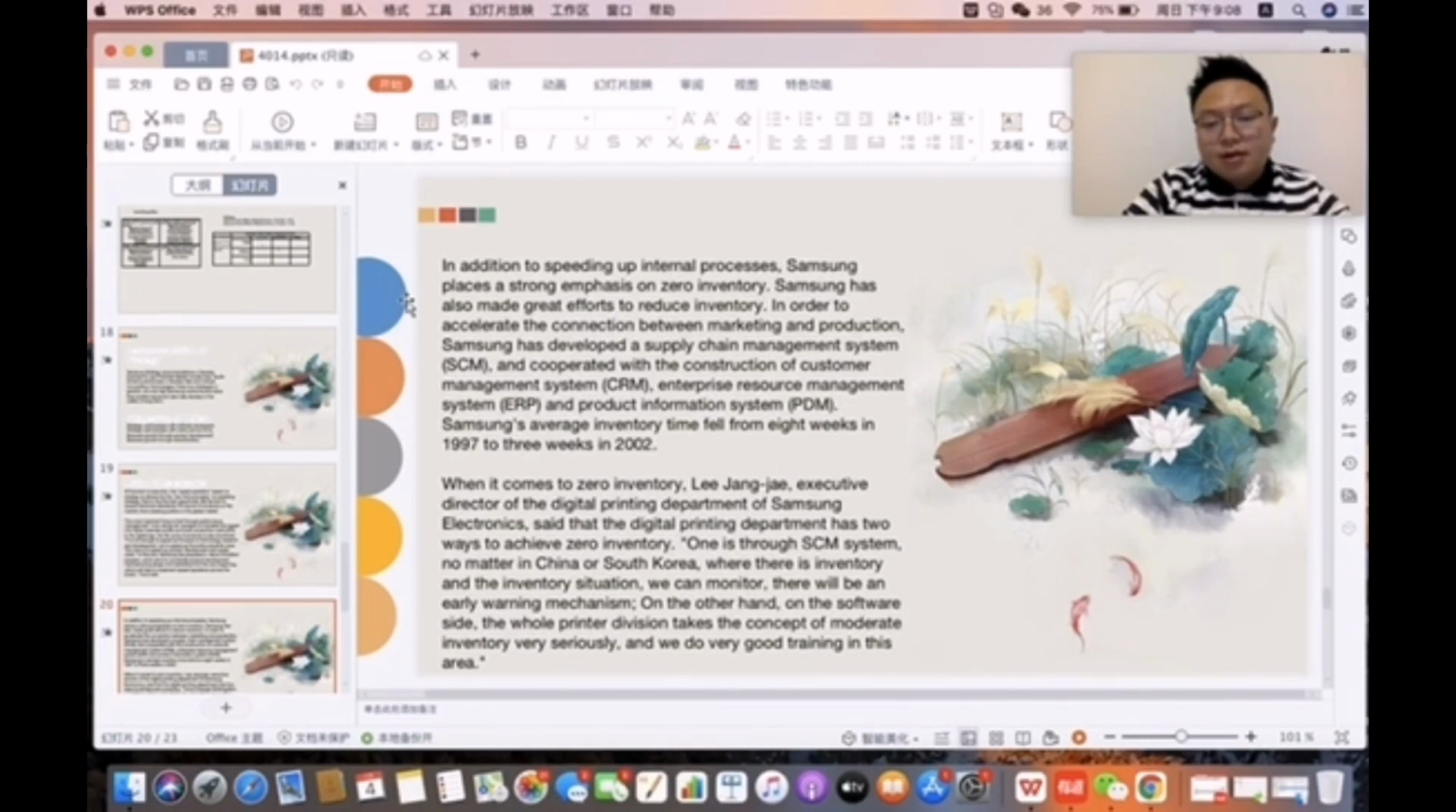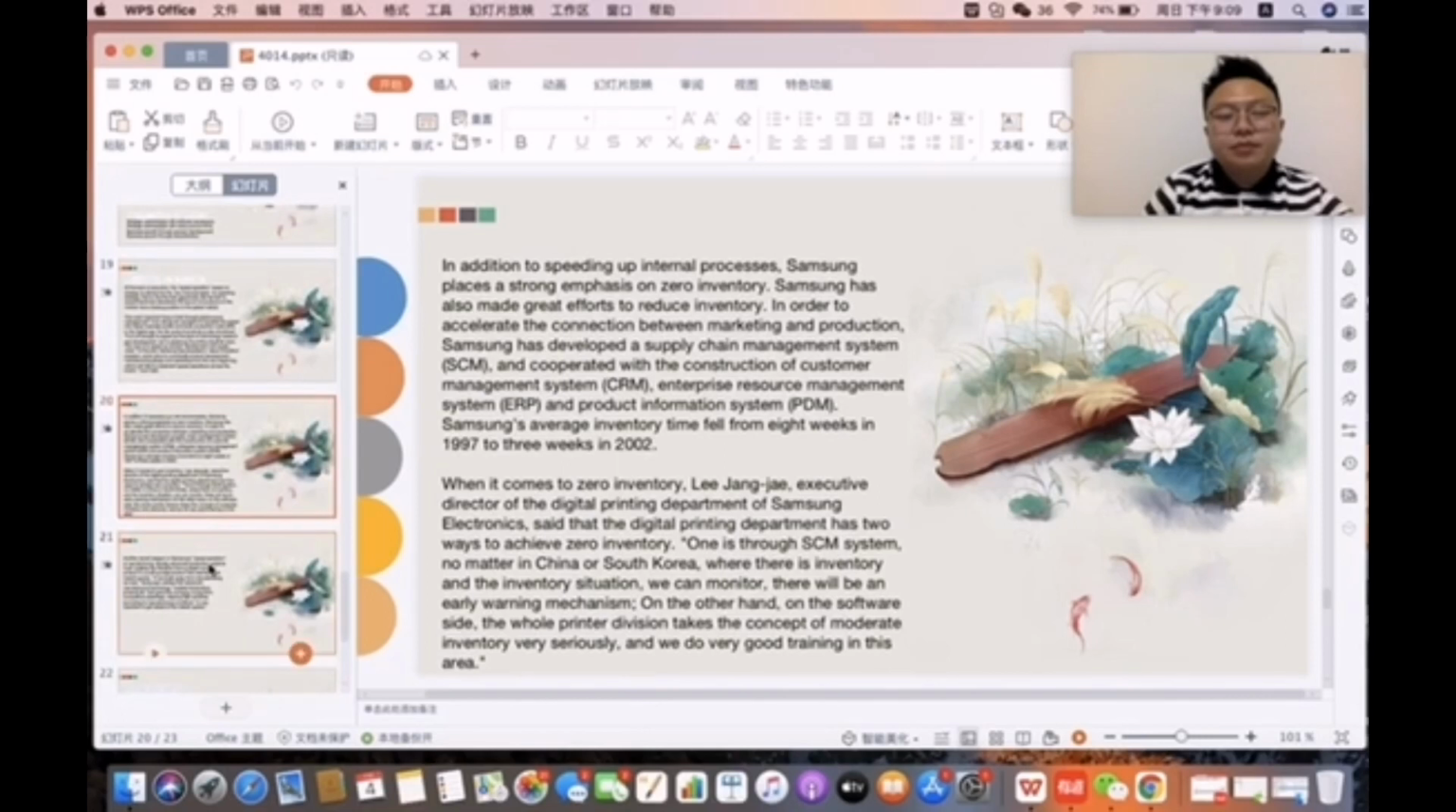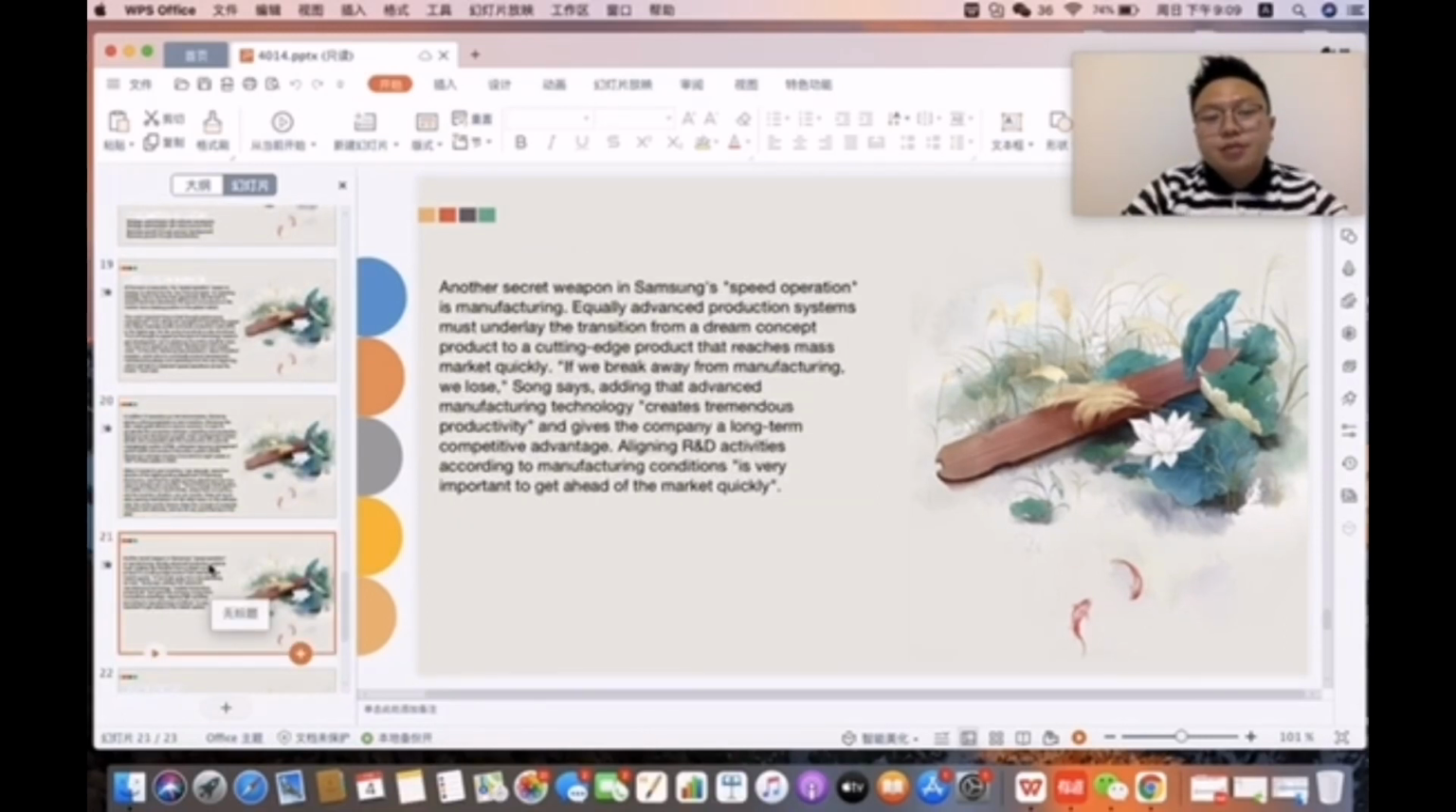On the other hand, on the software side, the project division takes the component of the model in which various services, and we do very good training in these areas. Another second web in the Samsung speed application is the manufacturing's advanced product segment. It must be the translation from the dream to the commercial product, the acute-age product that receives mass marketing quickly. If we break away from the manufacturing, we lose something. Adding that advanced manufacturing technologies creating those product activity gives the companies a long-term competitive advantage. R&D activities according to the manufacturing's coordination is very important to get to the market quickly.